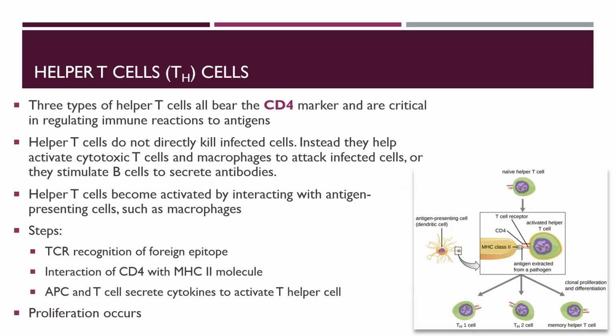All right, the three types of helper T cells all bear the CD4 marker and are critical in regulating immune reactions to antigens. Helper T cells do not directly kill infected cells. Instead, as I mentioned, they activate the cytotoxic T cells and macrophages to attack the infected cells, or they stimulate the B cells to secrete antibodies. Their name tells you exactly what they do. They are the helper. Helper T cells become activated by interacting with antigen-presenting cells such as macrophages. The steps to this include TCR recognition of the foreign epitope, and interaction of the CD4 with the MHC2 molecule. Antigen-presenting cell and T cells are going to secrete the cytokines that are going to activate the helper T cell, and then proliferation occurs.